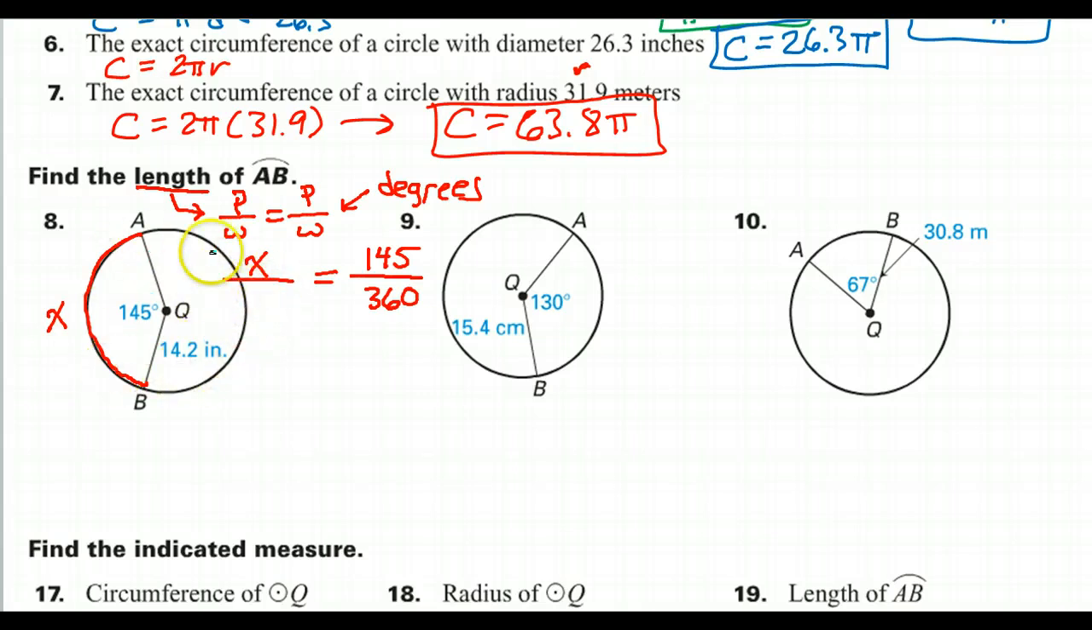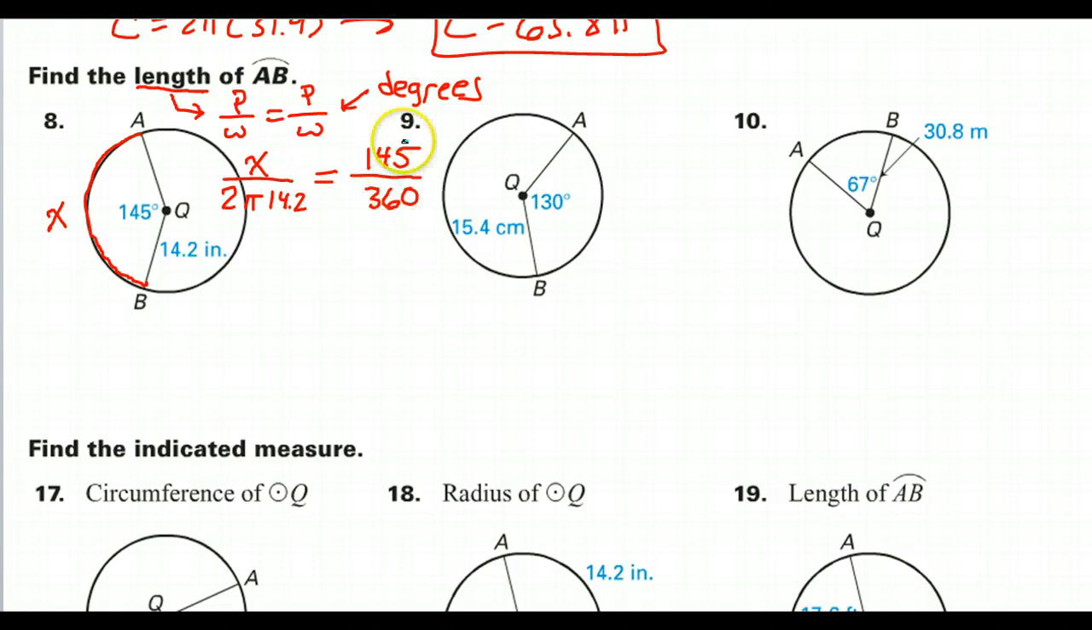But the total length, there's a name for the total length of a circle, and that is called circumference. Circumference is always going to go here. The formula for circumference, as we've been saying, is 2 pi times the radius. So I'm going to put circumference here, 2 pi times 14.2.